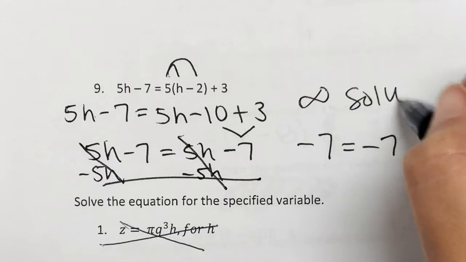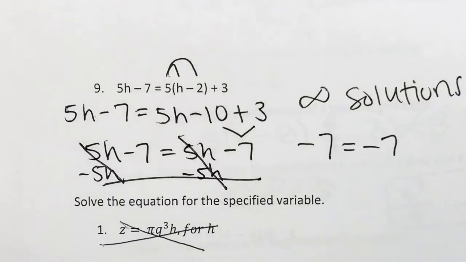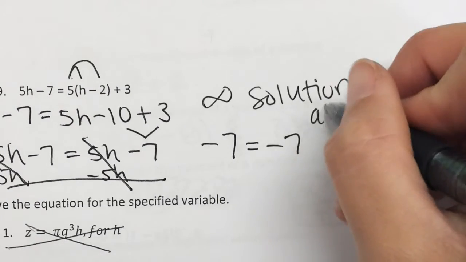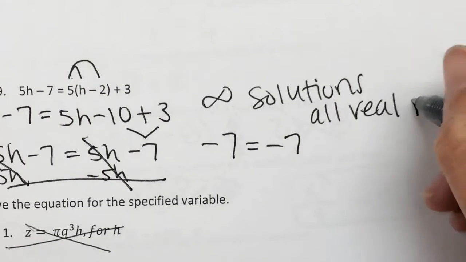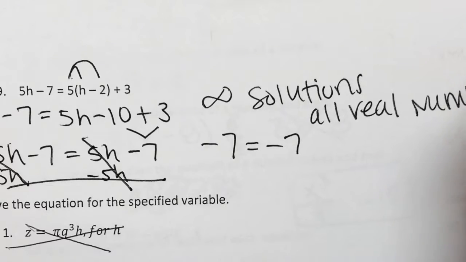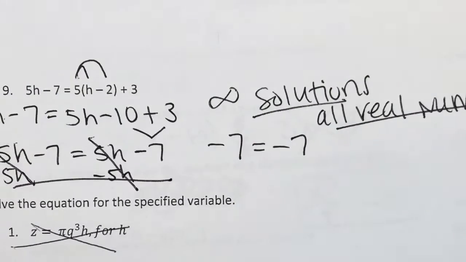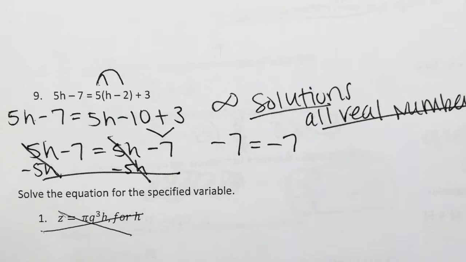Infinite solutions. If you can draw the sign, that's fine. Or you can write all real numbers. Does anybody know what this means? Like all the numbers. What does that mean for this problem? No matter what you put in for H, it's always going to come out true. Yes, there are many different numbers you can plug in for H. So if all the letters cancel out, which they did, and you get a number that equals a number, it's a true statement, so it'll be infinite solutions.